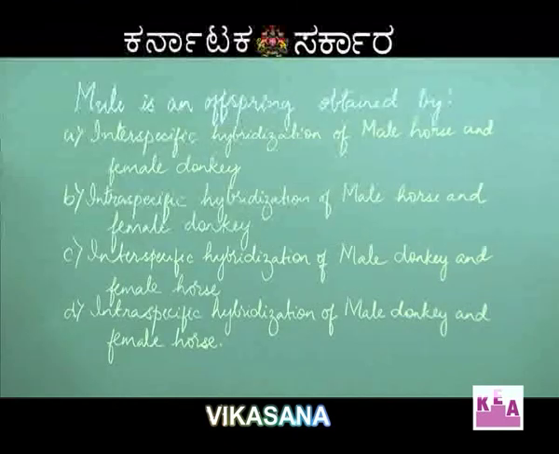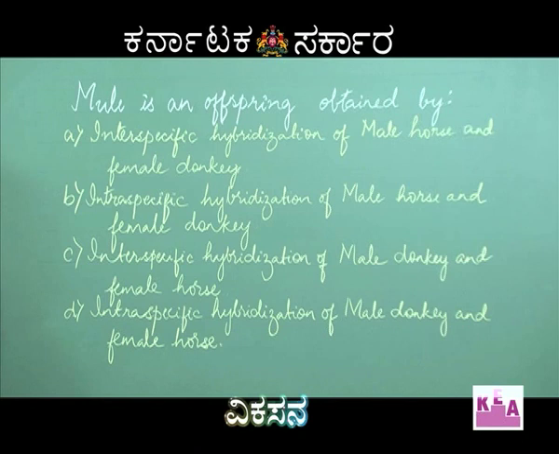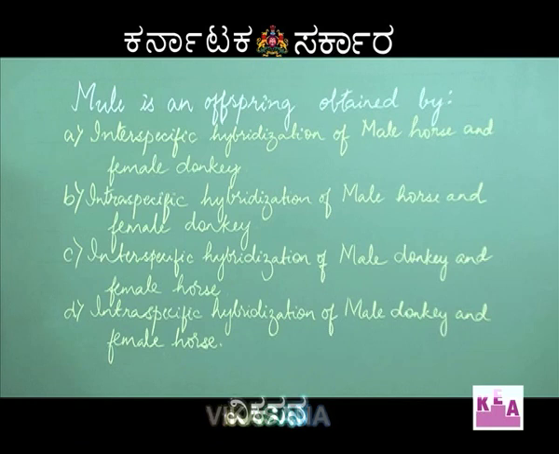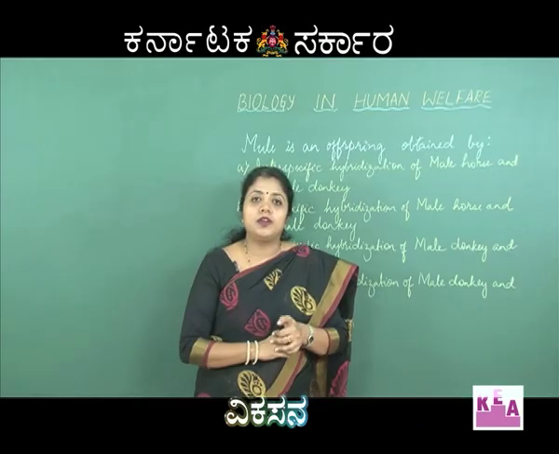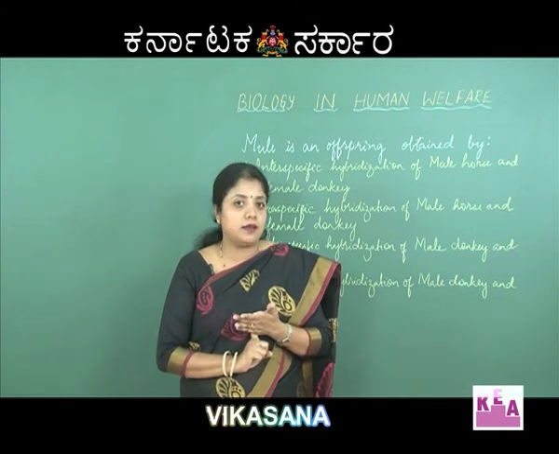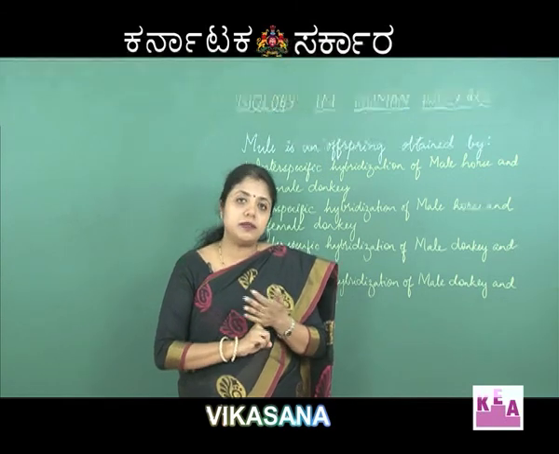In this particular question, the question goes like this: a mule is an offspring obtained by, option A, interspecific hybridization of male horse and female donkey. Option B, intraspecific hybridization of male horse and female donkey. Option C is interspecific hybridization of male donkey and female horse. And option D, intraspecific hybridization of male donkey and female horse. In this particular question, you need to understand two things. One, the meaning of interspecific and intraspecific hybridization, and the animals used.